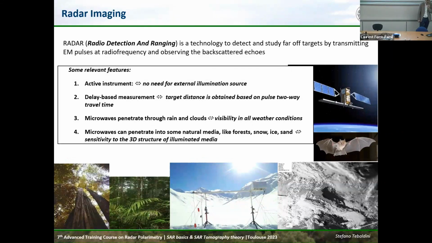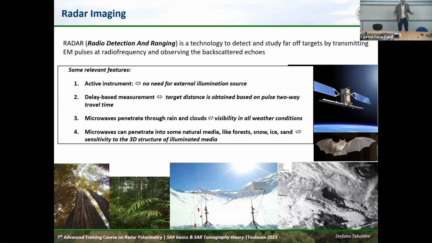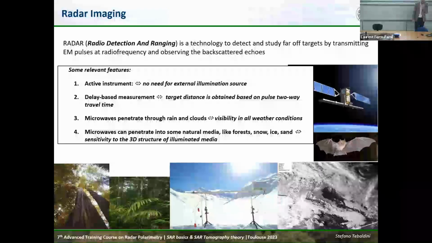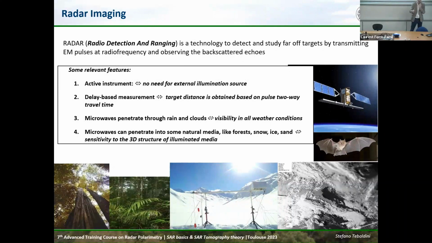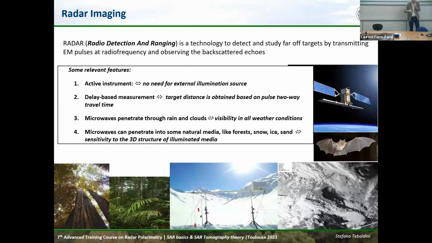Importantly for us, we deal with microwave instruments, so waves with a wavelength of, say, from some 70 centimeters down to 3 to 1 centimeter, more or less, for a radar. And in this regime, microwaves do penetrate into rain and clouds. So in this sense, we say that radars have an all-weather visibility. So it can sense the Earth largely independently on the weather conditions. And importantly, the microwaves can even penetrate into some natural media. This is the case of forests, snow, ice, sand, which gives you a sensitivity to the whole three-dimensional structure of those media.